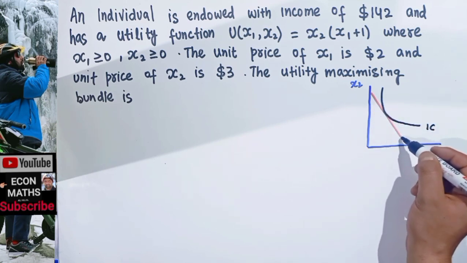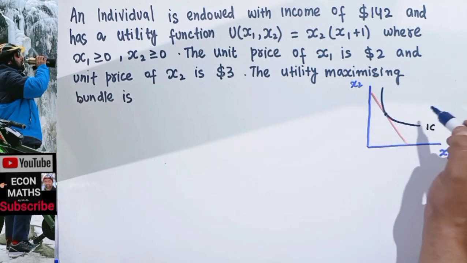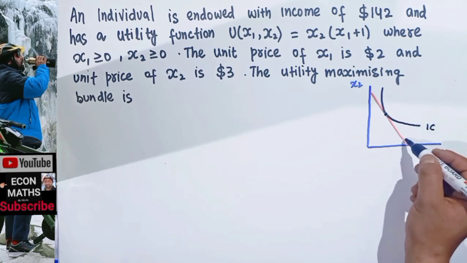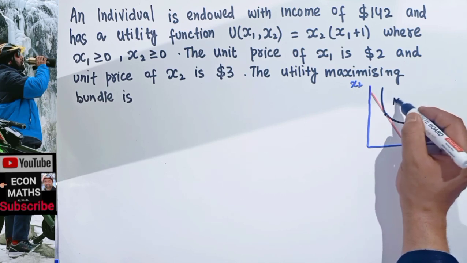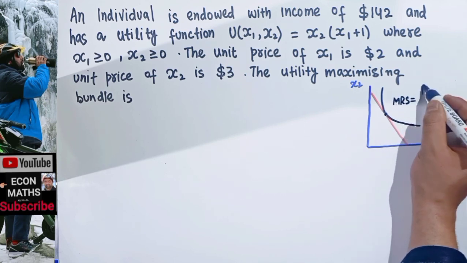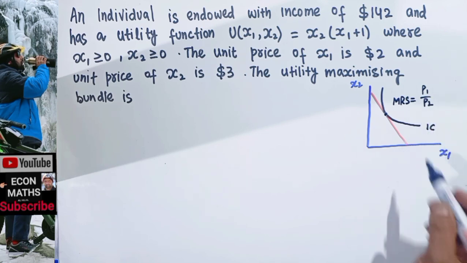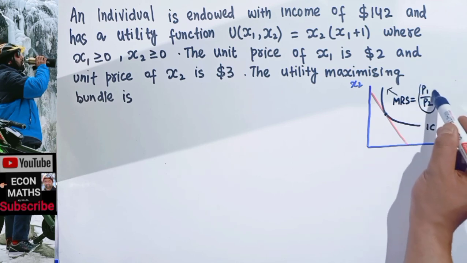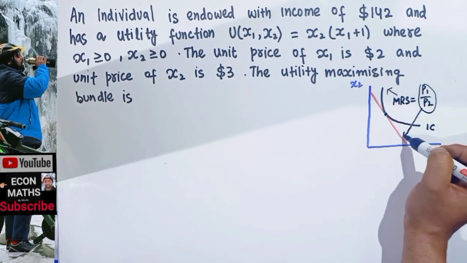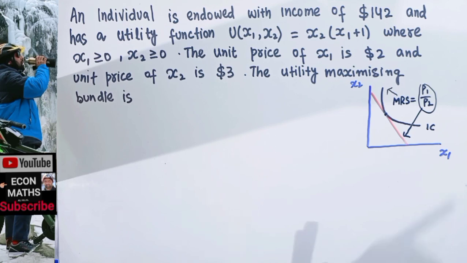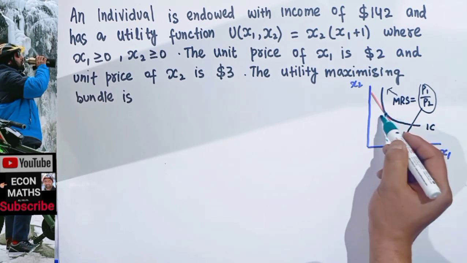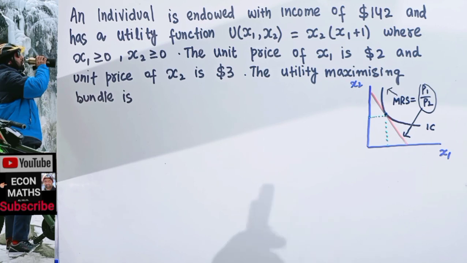And what is the slope of budget line? At this point, slope of the budget line is simply price of good one, or let's write it here, where our MRS is equal to P1 upon P2. MRS means the slope of indifference curve. The ratio of the prices, that is P1 upon P2, is the slope of the budget line, where the indifference curve and budget line are tangent to each other. That will give us the utility maximizing bundle. We need to find out that very stuff.